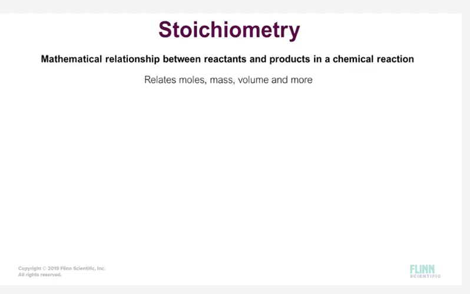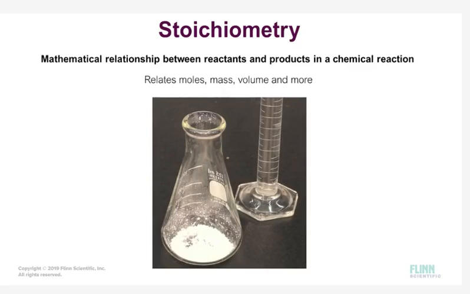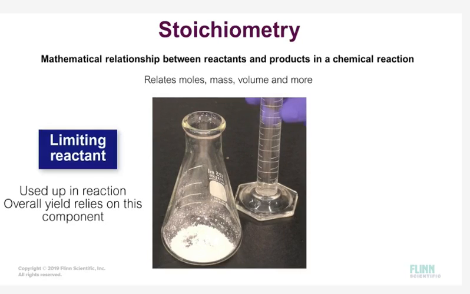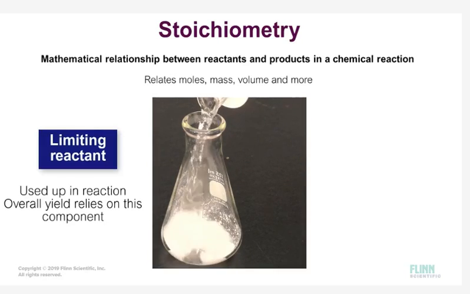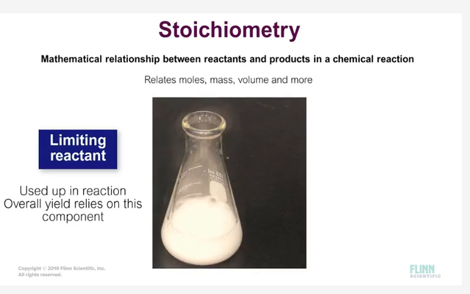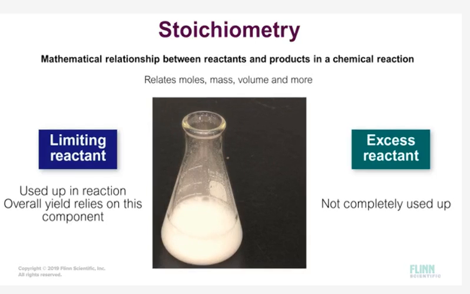Stoichiometry is the branch of chemistry that deals with the numerical relationships and mathematical proportions of reactants and products in chemical reactions. Using stoichiometry, the limiting and excess reactants can be determined. The limiting reactant is the reagent used up in the reaction and on which the overall yield of the product depends. The excess reactant is the reactant that is not completely used up during the reaction.